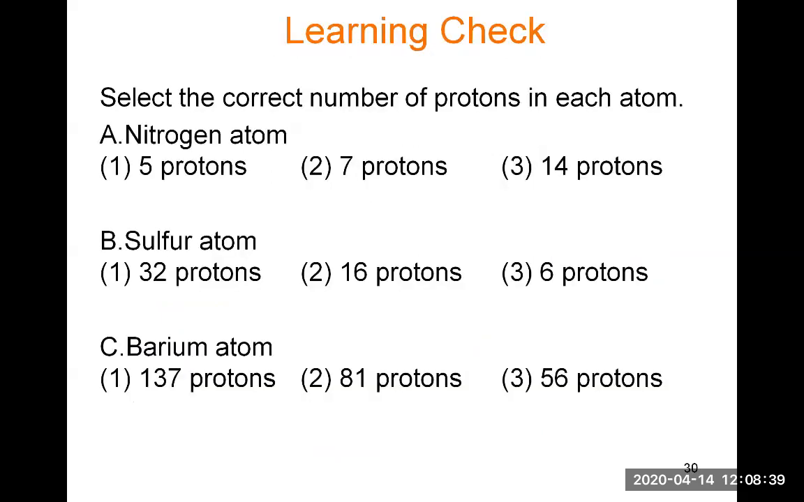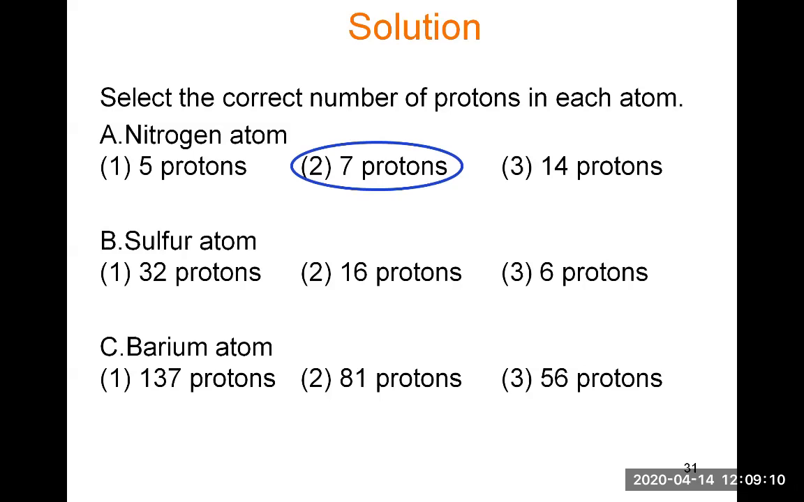So let's go through a learning check to see what this implies. Again, pause the video before you watch the answer. Select the correct number of protons in each atom. The nitrogen atom. So you want to find the nitrogen atom in the periodic table. Nitrogen is in the upper right corner of the periodic table, and the number above the symbol N is 7, which means that nitrogen has 7 protons.